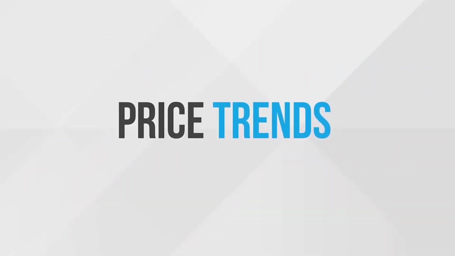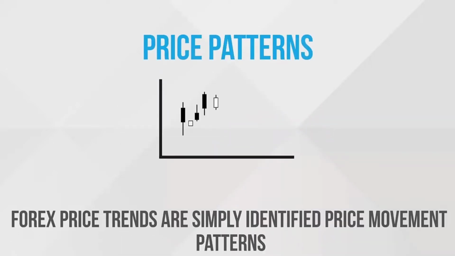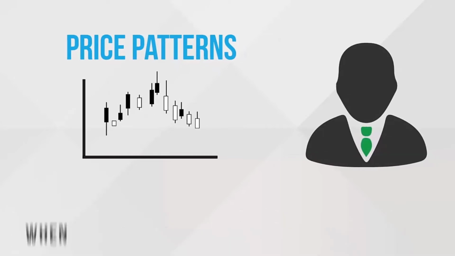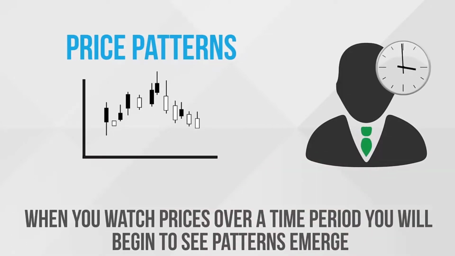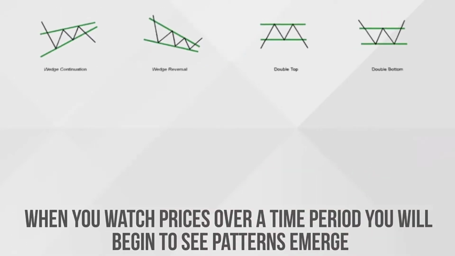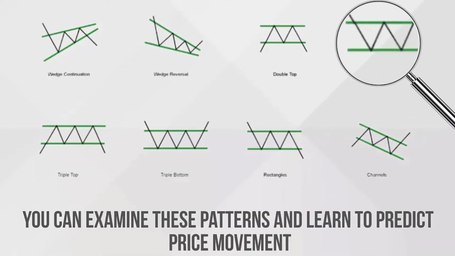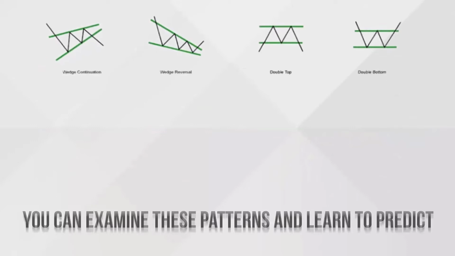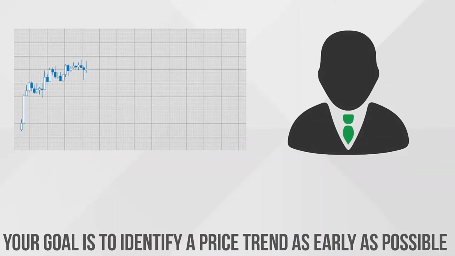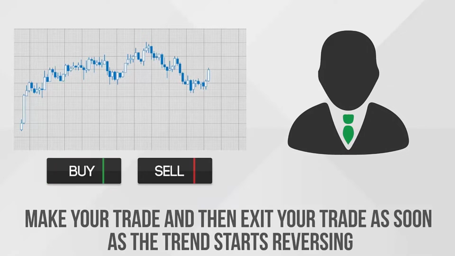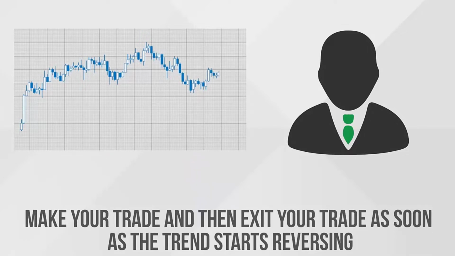Price trends. Forex price trends are simply identified price movement patterns. When you watch prices over a time period, you will begin to see patterns emerge. You can examine these patterns and learn to predict price movement. Your goal is to identify a price trend as early as possible, make your trade, and then exit your trade as soon as the trend starts reversing.